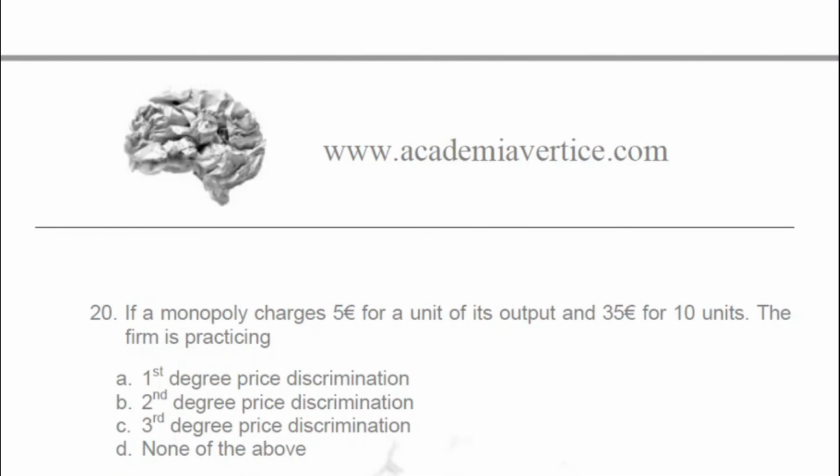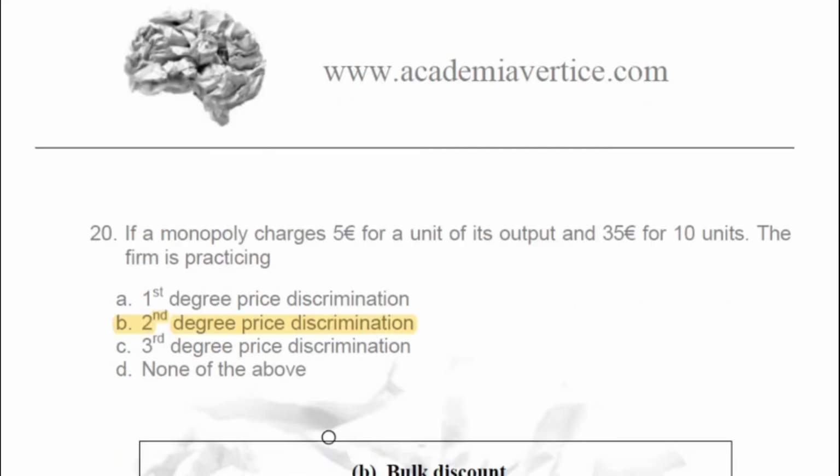20th: if a monopoly charges 5 euros for a unit of its output and 35 euros for 10 units, the firm is practicing clearly second degree price discrimination. This is a bulk discount, and it's a type of second degree price discrimination. We will see afterwards the definitions of each type of price discrimination, if I'm not wrong.